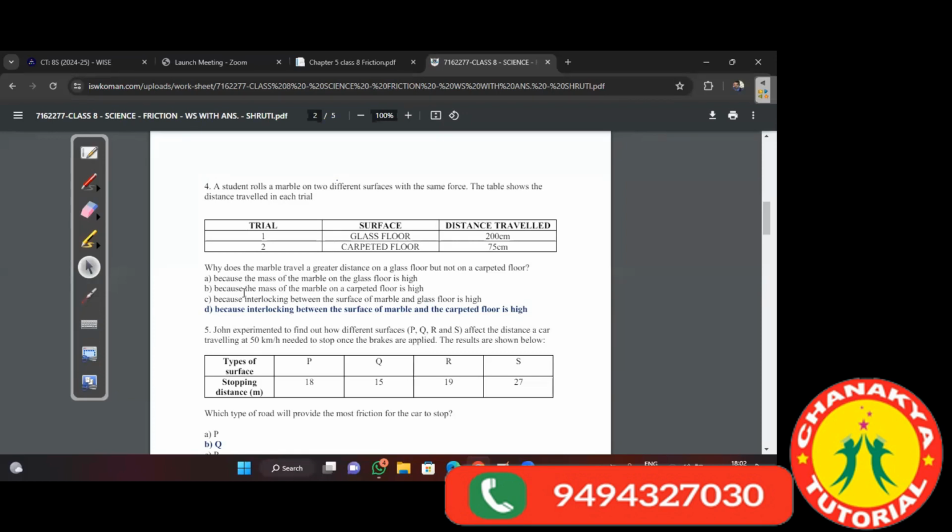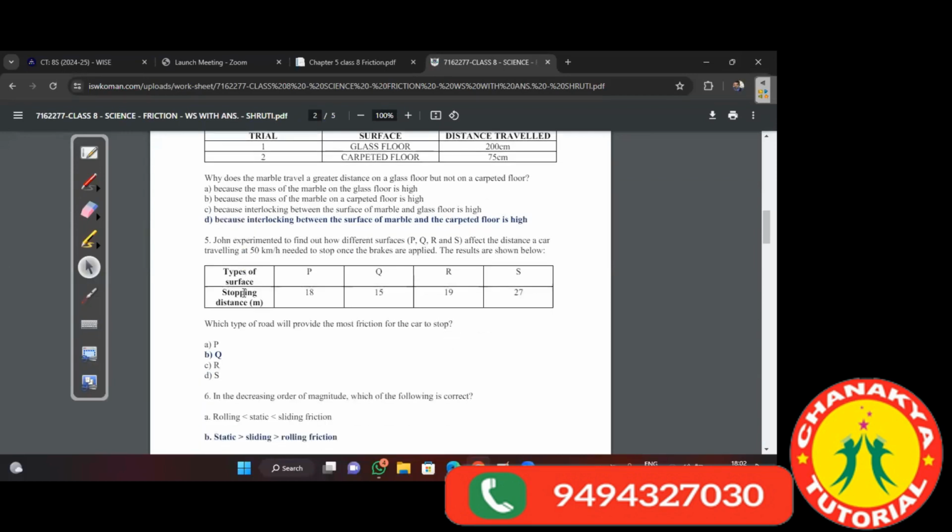Option D is because interlocking between the surface of marble and the carpeted floor is high. So your option D is correct, because interlocking between the surface of marble and carpeted floor is high. Okay, again, see the next one.